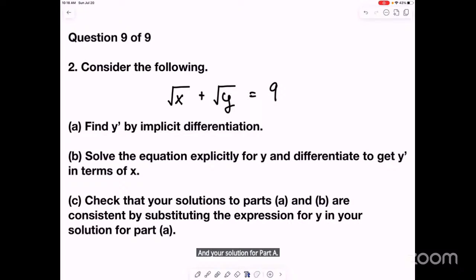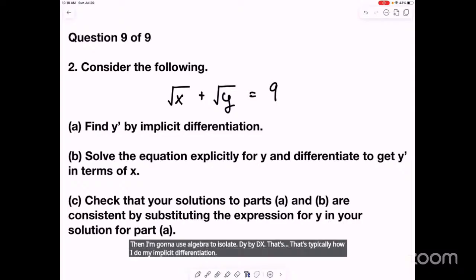Okay, so let's start off with the implicit differentiation. Again, I'm just going to take the derivative like normal. Whenever I take the derivative, I'm going to put d, that variable, right? So when I take the derivative of x, I'm going to put dx. When I take the derivative of y, I'm going to put dy. Then I'm going to use algebra to isolate dy by dx. That's typically how I do my implicit differentiation, okay?